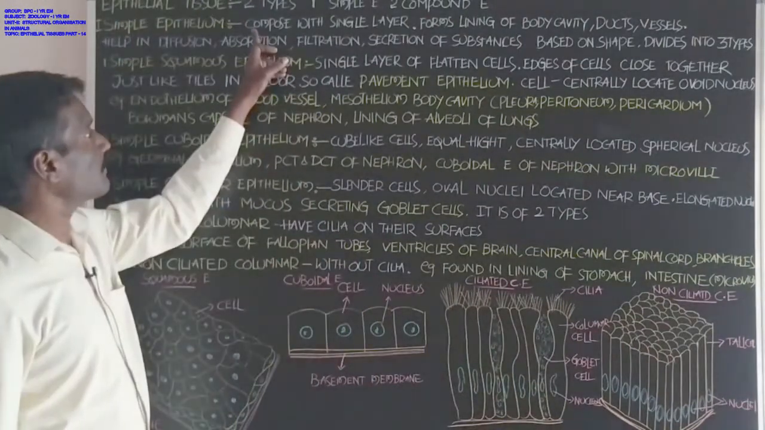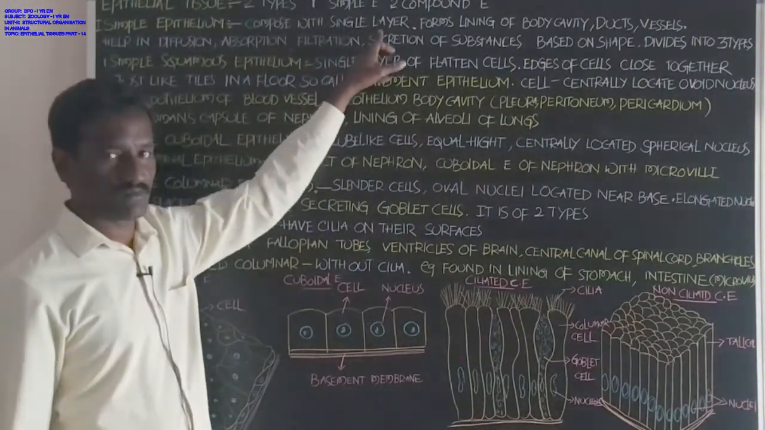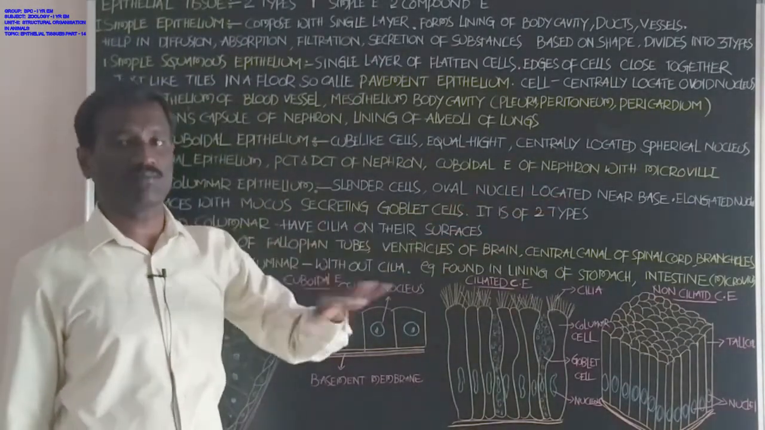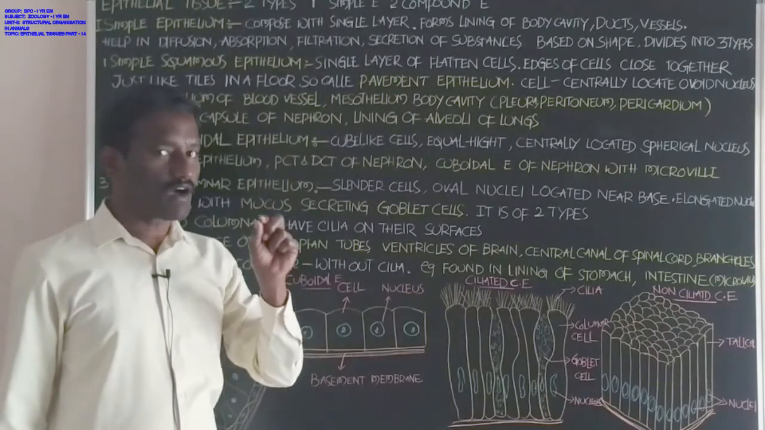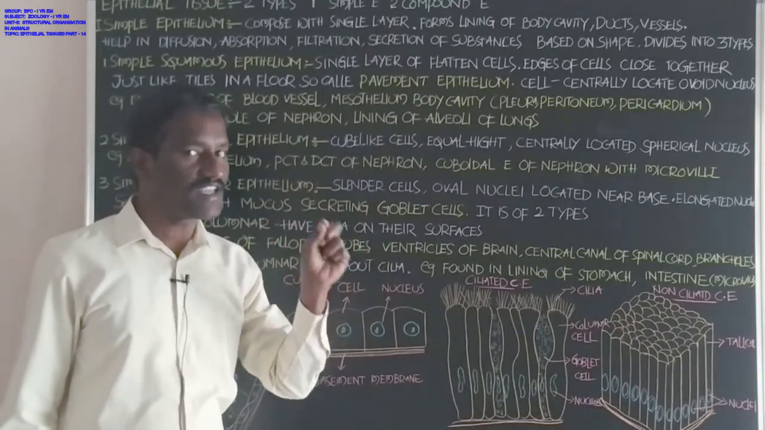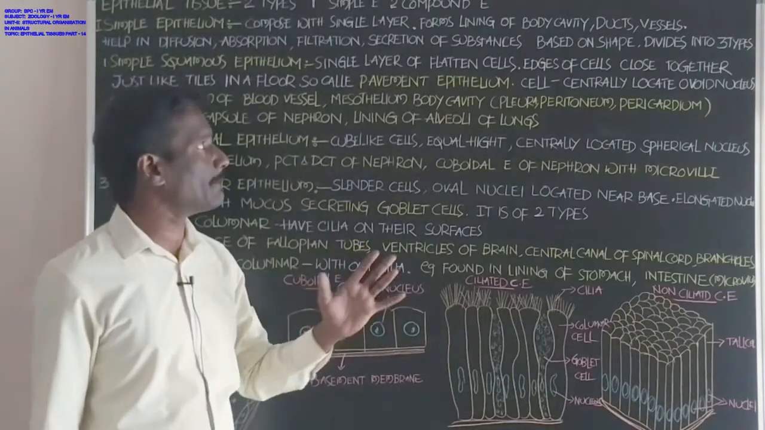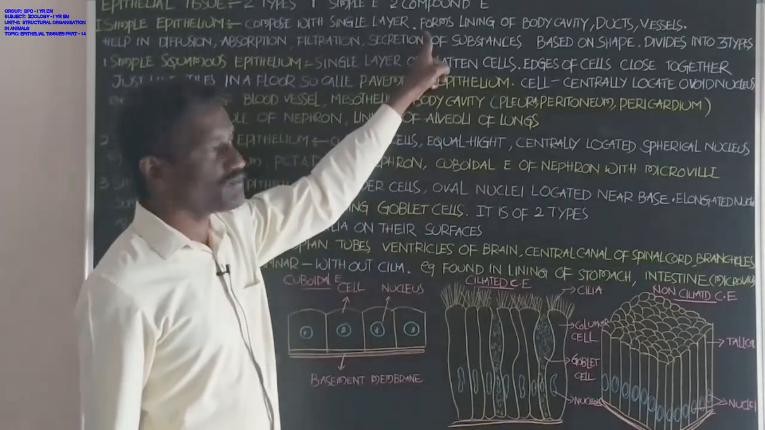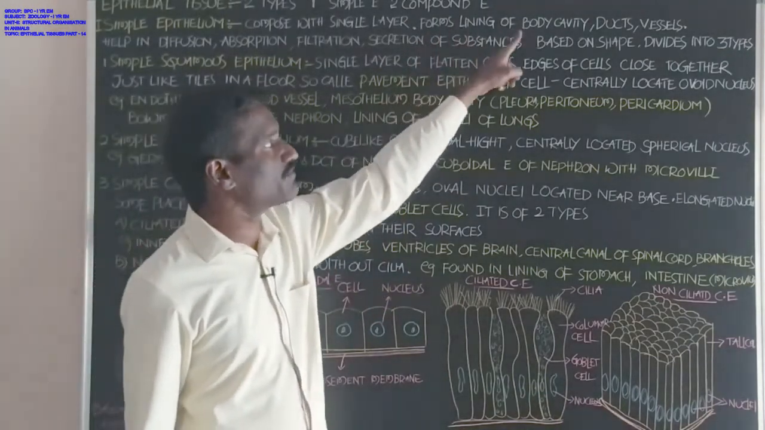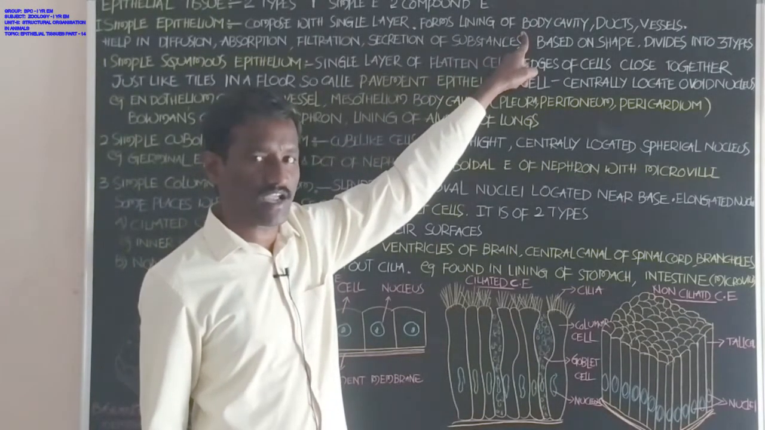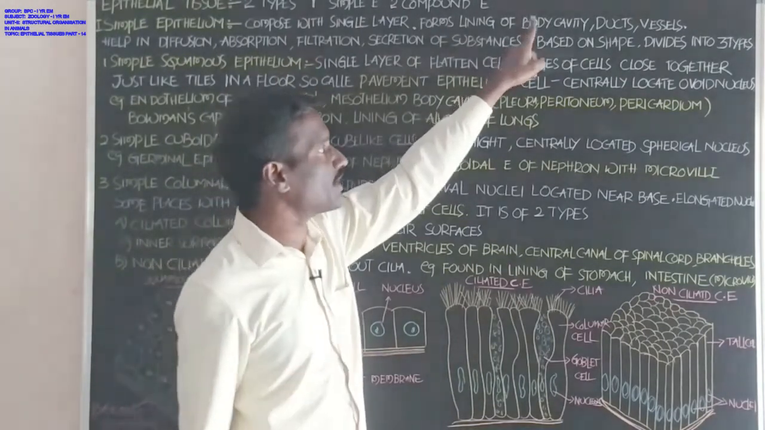Simple epithelium is composed of a single layer. Only a single layer of cells is present in the simple epithelium. Cells are composed of a single layer, hence it is named simple epithelium. Simple epithelium forms the lining of the body cavity. The entire body cavity, the perivisceral cavity, is lined with simple epithelium in the body of the animal.